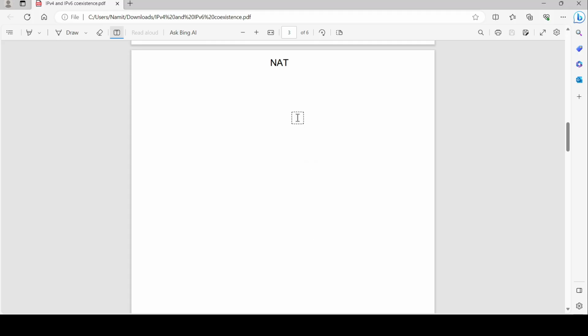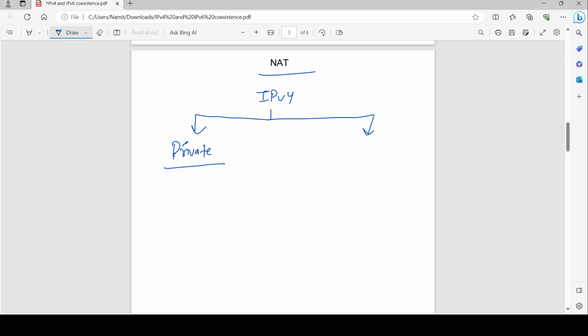Yes guys, the next topic is network address translation. We are going to talk about this. Before jumping directly into network address translation, we already know that IPv4 is categorized into two parts based on their usage. One is private IPv4 addresses, or private IP addresses, and another one is public IP addresses.